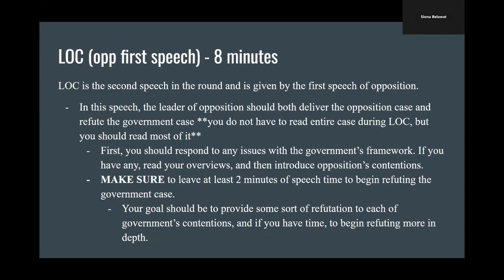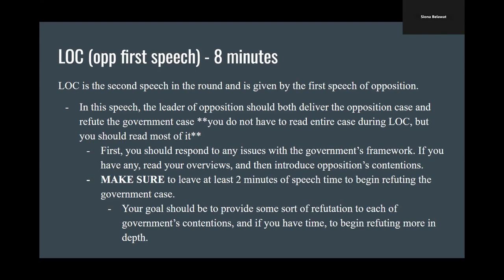The second speech is the LOC, which is the opposition first speaker giving the first speech, and it is 8 minutes. Now, this is also a really important speech because in this speech, the leader of opposition should deliver not only the opposition case, but you also need to refute the government case. You do not have to read the entire case during the LOC, but you should read most of it. And I say this because if you don't have enough time to go through every contention you wanted to get through, that is fine. You still need to make your most important argument and then move on to refute their case.